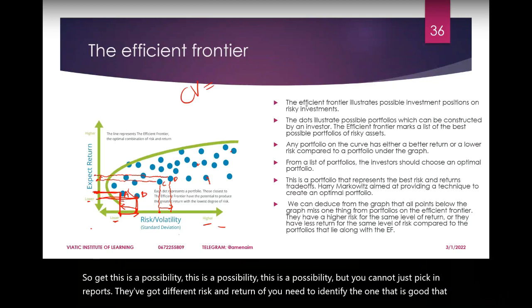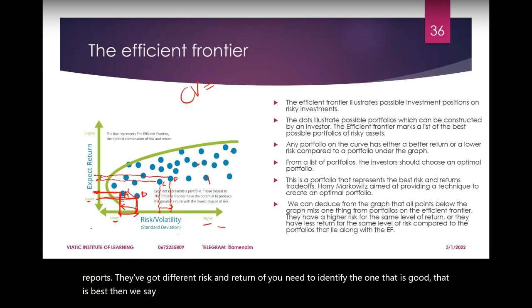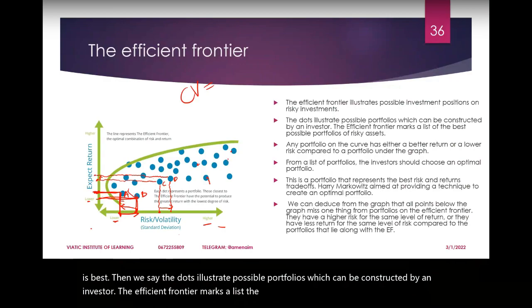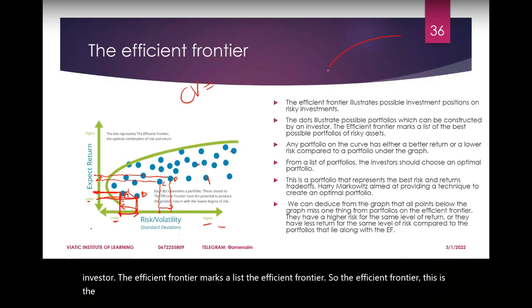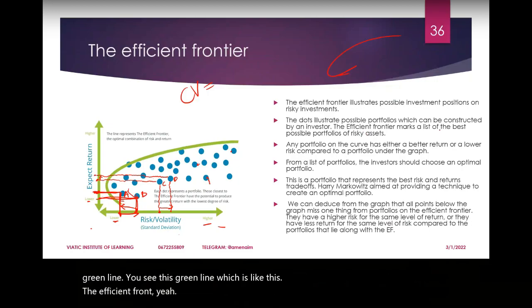Then we say the dots illustrate possible portfolios which can be constructed by an investor. The efficient frontier marks a list. So the efficient frontier, this is the green line. You see this green line, which is like this. The efficient frontier marks a list of the best possible portfolios of risky assets.